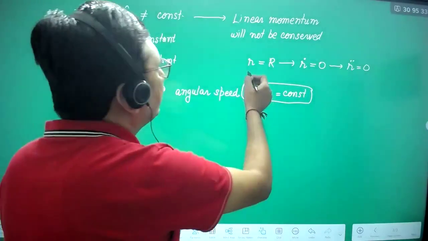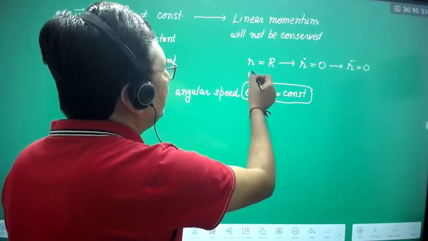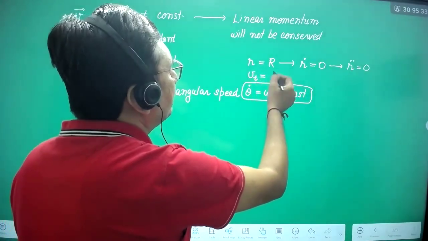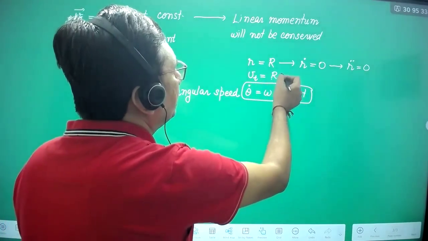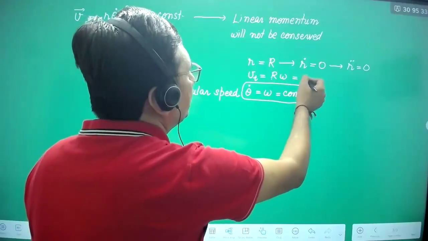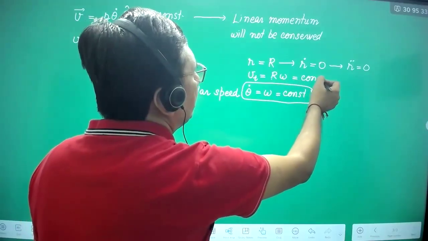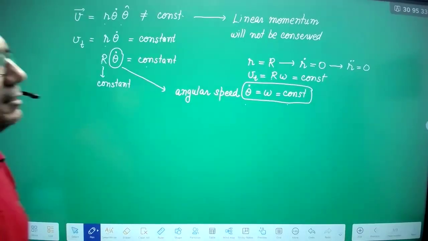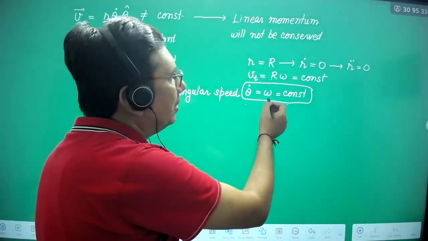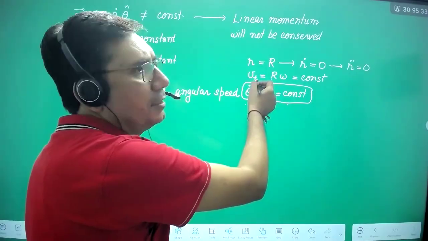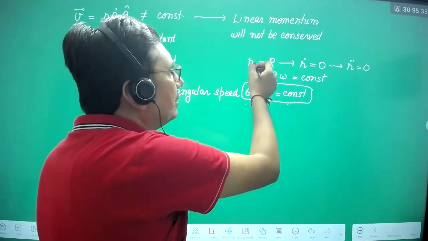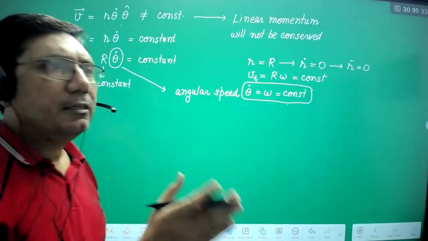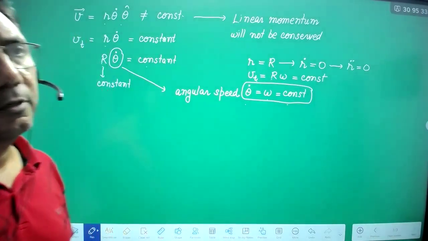Second, we are saying that this Vt, that is Vt equal to R omega, is a constant. And now we are saying omega is also a constant. So omega is constant, tangential velocity is constant, and the radial distance from the center is going to be constant in case of uniform circular motion.